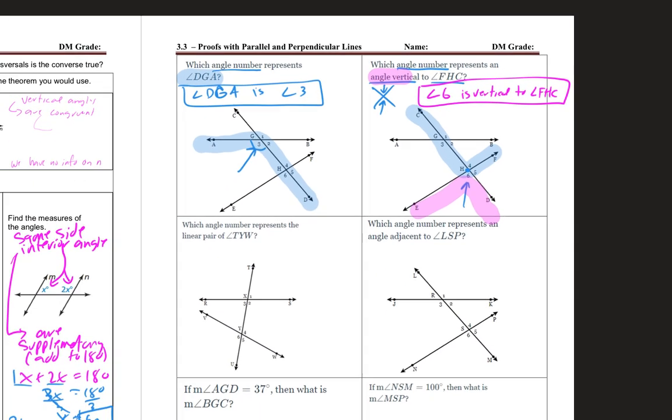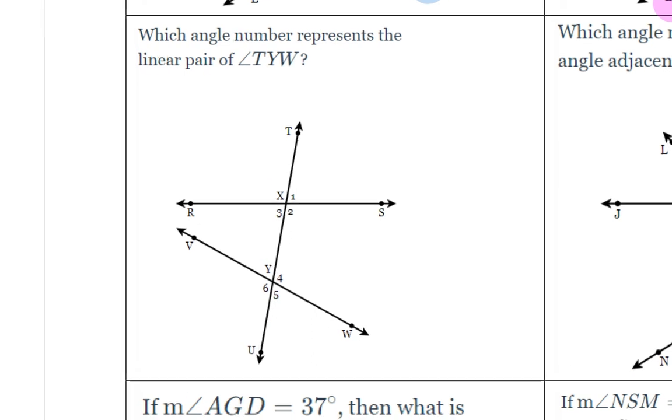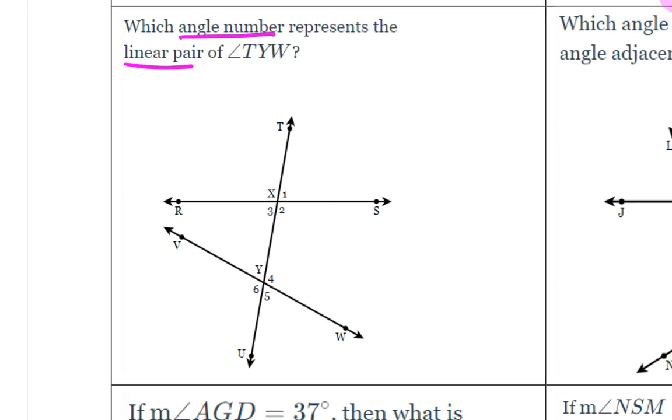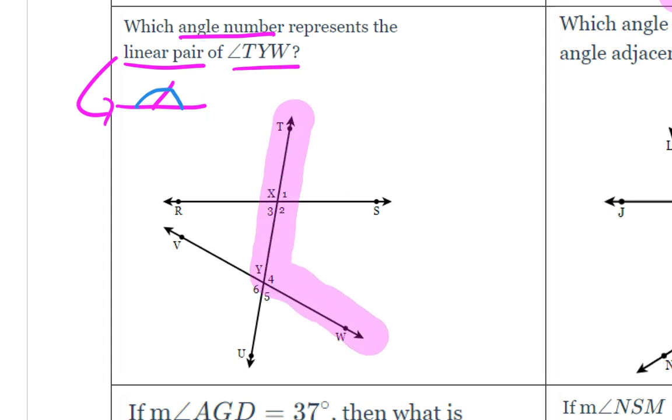All right, let's keep it moving. Which angle number represents the linear pair of TYW? So a linear pair, we remember, looks like that. Okay, that's what a linear pair looks like, because we know that it adds to 180, right? That's what a linear pair looks like. So it says which one to TYW. Let's trace that out. T to Y to W.